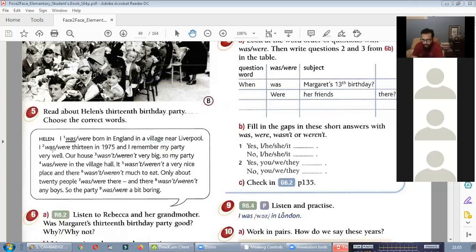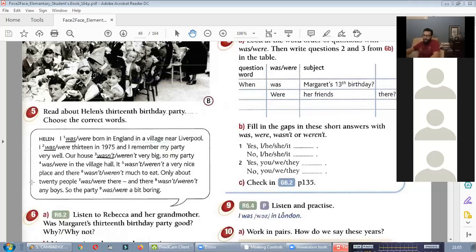Okay, so can you read it again, please, Rashid? And our house was, number 3, was right. I was born in England in a village near Liverpool. I was 13 in 1975, and I remember my party very well. Our house wasn't very big. Okay, good, they are all right.